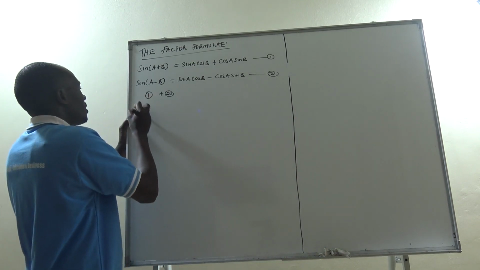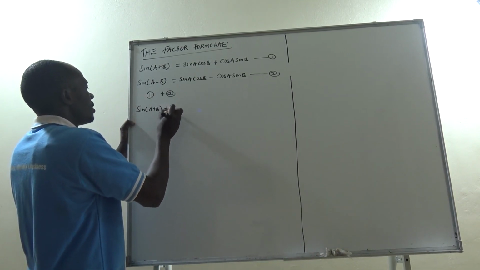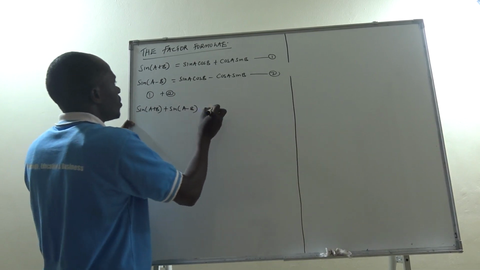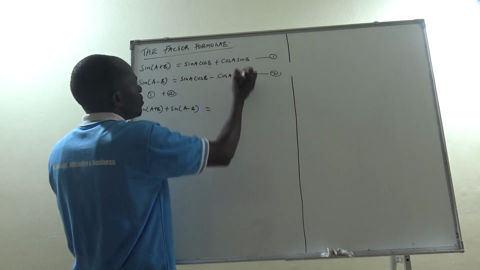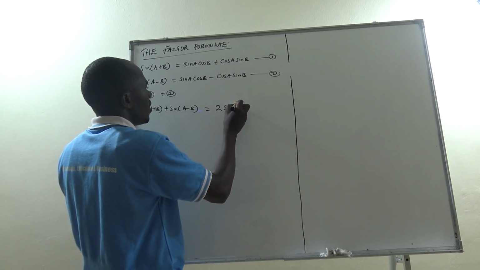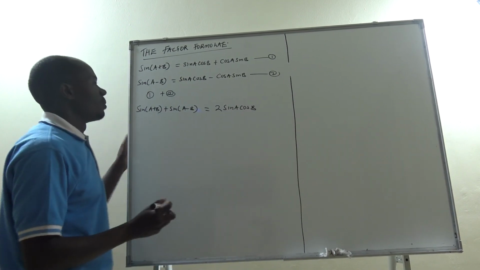What am I having? I'm going to have sin(a + b) plus sin(a - b) equals, when we add these, 2 sin a cos b.